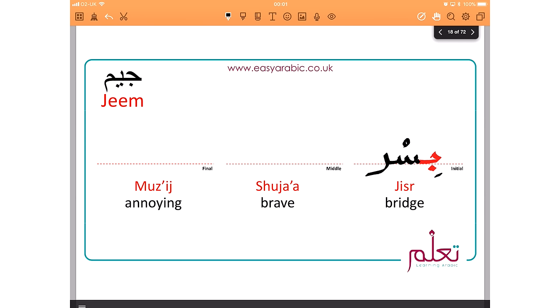Next one is shuja'a. So we have the seen with the three nuktas. Then we have the jim. Then we have the alif. And then the ayn. Harakat would be shuja'a.